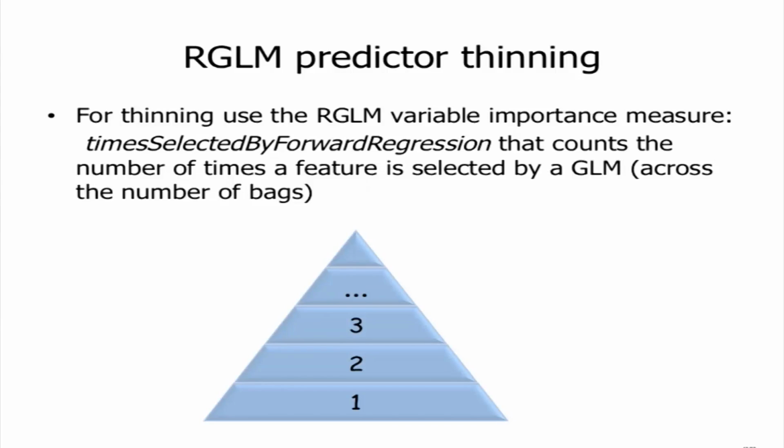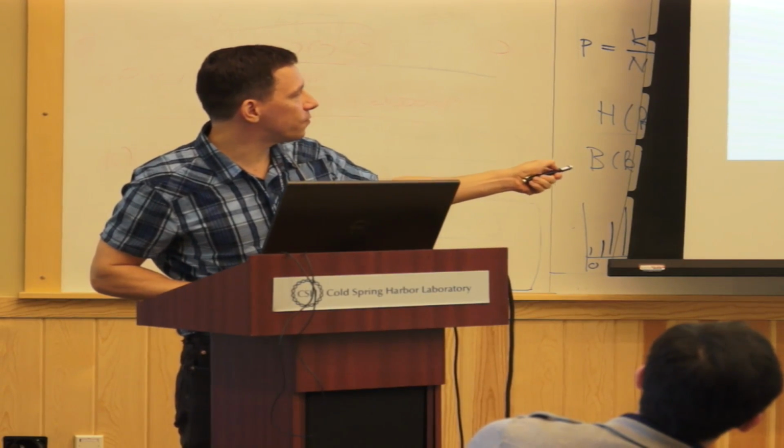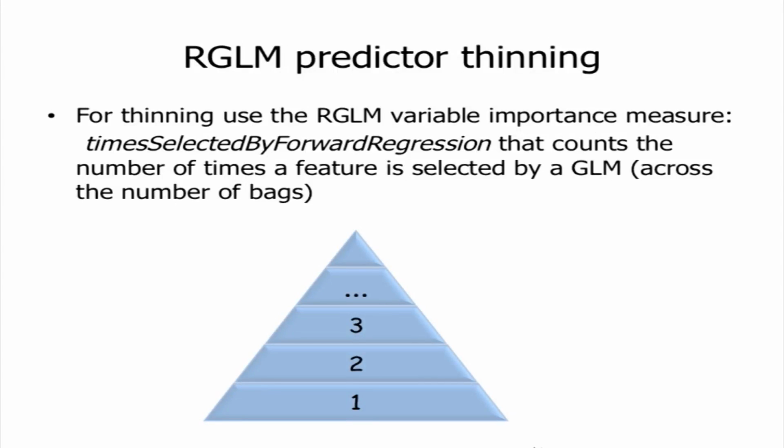And so, again, the idea for thinning is to keep track of how often a variable was selected for the GLMs. There's a variable called time selected by forward regression, which, guess what, it measures how often a variable was selected in the final forward regression model. And then, of course, the idea is to develop a thinning threshold where you say only variables that were selected at least 3 times, only those should be used.